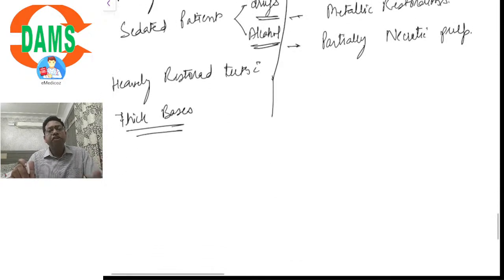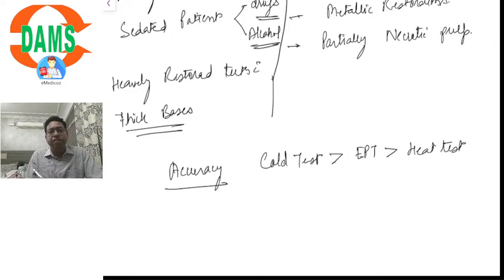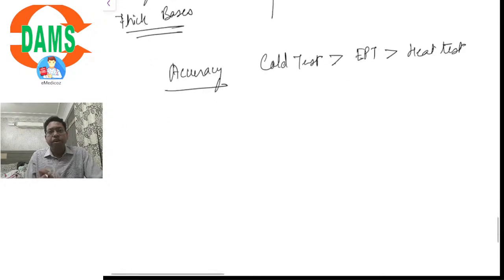So these are the three types of pulp sensibility test. If we talk about accuracy of these sensibility tests, then cold test is the most accurate, followed by electric pulp testing, and heat testing is the least accurate of the pulp sensibility tests. Okay, these are the most common types of pulp sensibility tests. Now we talk about vitality tests.